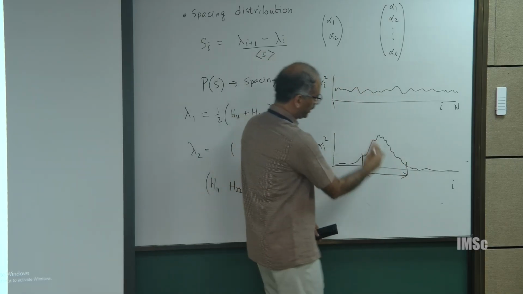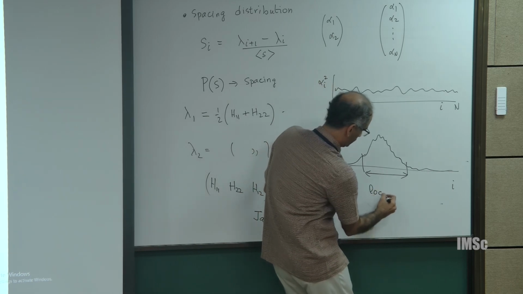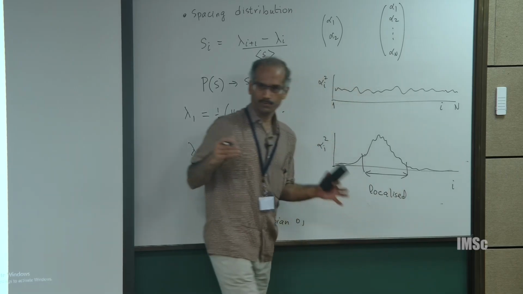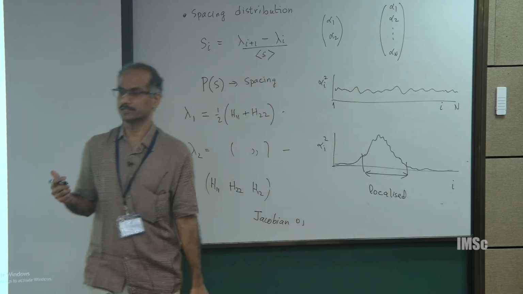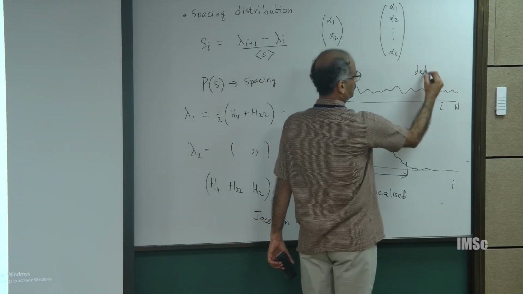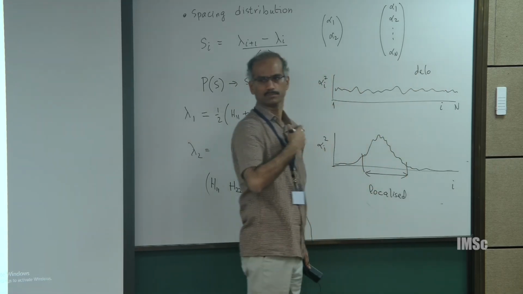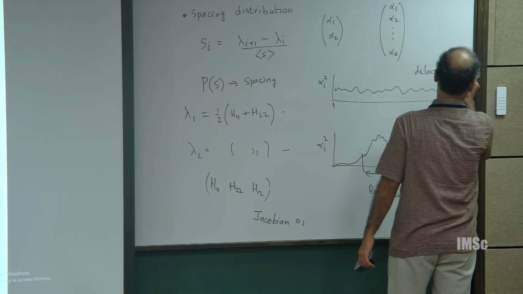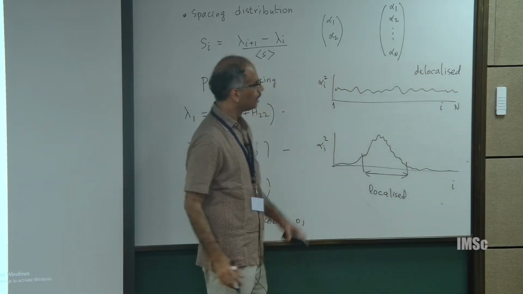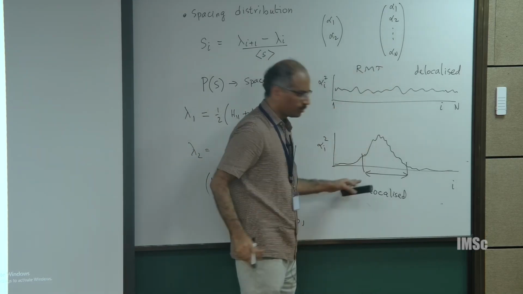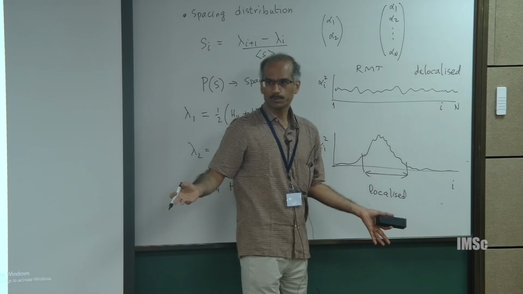So these kinds of eigenvectors are called localized eigenvectors. Or you say that somehow your network actually shows a localization effect, whereas these are called delocalized, which means that they are spread all over the nodes of the network. So this is a typical scenario for the RMT case. This is what would happen if it does not follow the RMT.